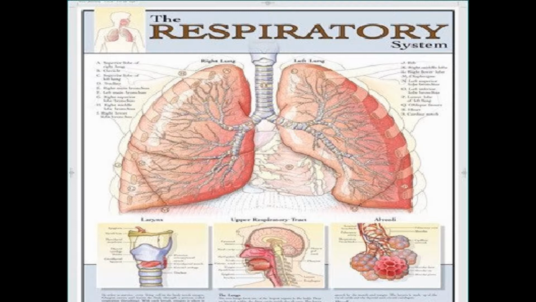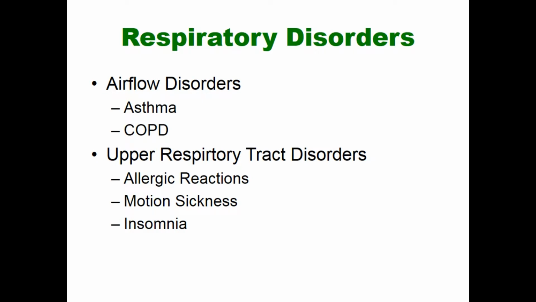You can see that it shows you the bronchial tree, the larynx, the pharynx, the oropharynx, the alveoli. The alveoli are sacs. The respiratory disorders that we're going to talk about include airflow disorders like asthma or COPD, and upper respiratory tract disorders, allergic reactions, motion sickness, and insomnia.